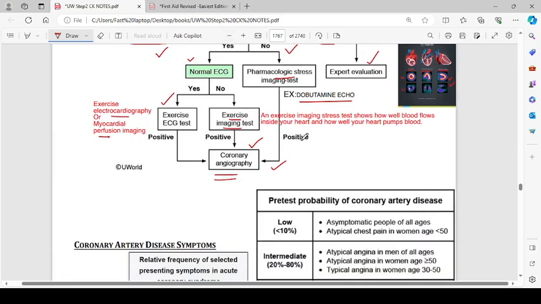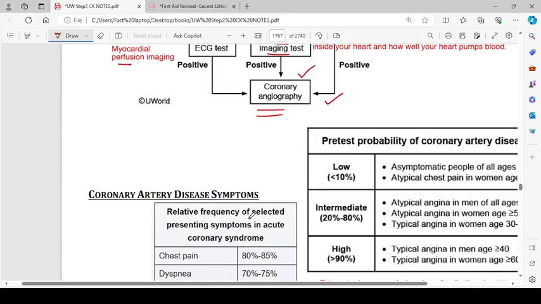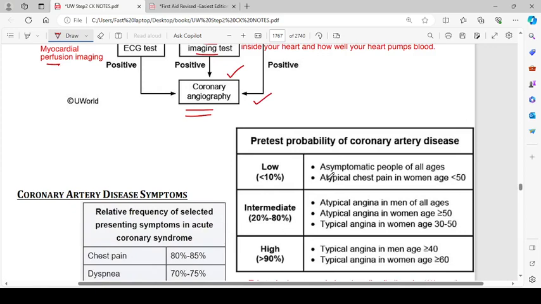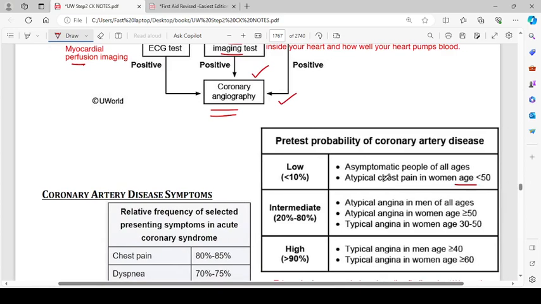Now coming back to the pretest probability of coronary artery disease, we have talked about that before, but let's revise it. The pretest probability is less than 10% if the person is asymptomatic, people of all ages, and atypical chest pain in women age less than 50.